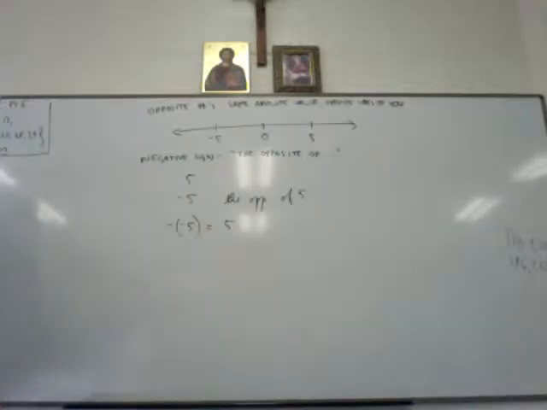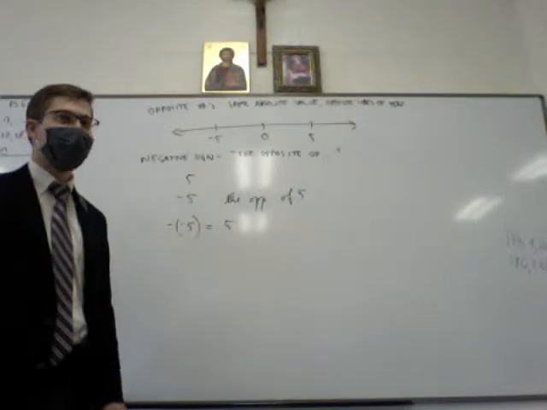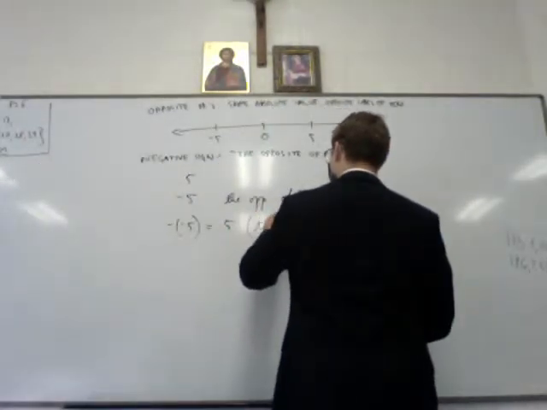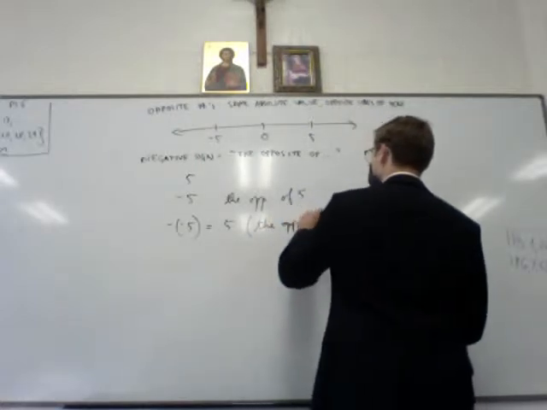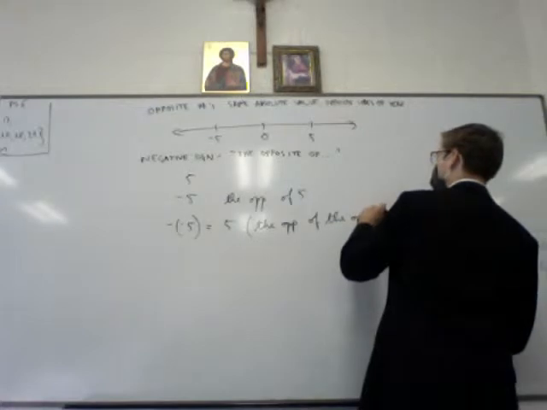Yeah, because 2 negatives make a positive. The opposite of 5. So you're basically just multiplying negative 5 times negative 1. Yes. That's the other way to think of the negative sign.